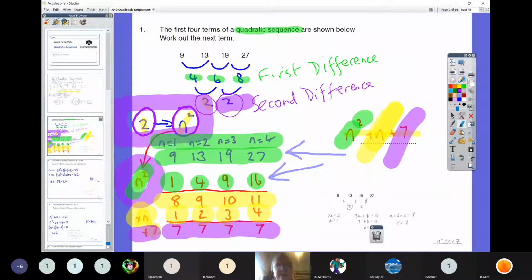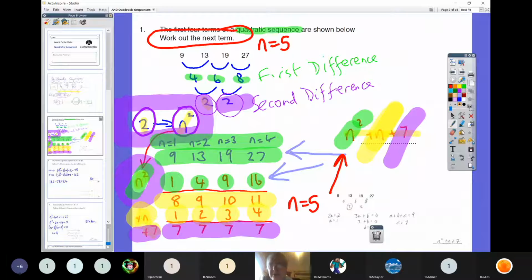Now, the question does actually ask work out the next term. If you go right back to the beginning, work out the next term. So the next term will be the 5th term. That is when n is 5. So you just substitute 5 into what the sequence is. So it's going to be 5 squared plus 5 plus 7, which will be 37.